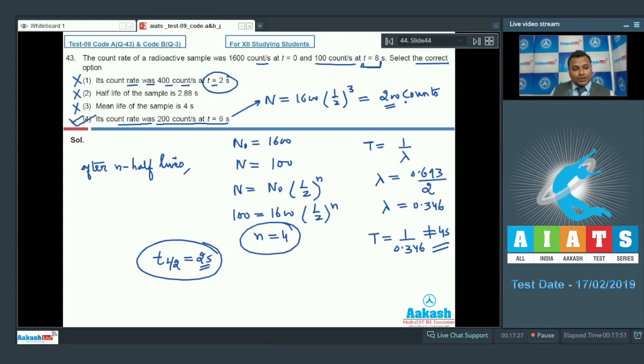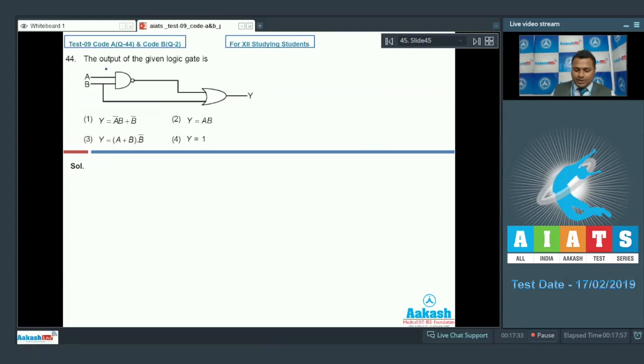Now we will proceed to the next question, that is question number 44. The output of the given logic gate is, we have to calculate the value of y. The question belongs to the chapter semiconductor and logic gates. This is a NAND gate and here is an OR gate. Two inputs are connected to the NAND gate, so it will give the result (A and B) whole complement. On the other hand, the OR gate is connected by two inputs: one is (A and B) whole complement and the other is B.